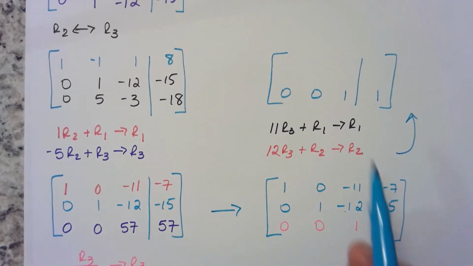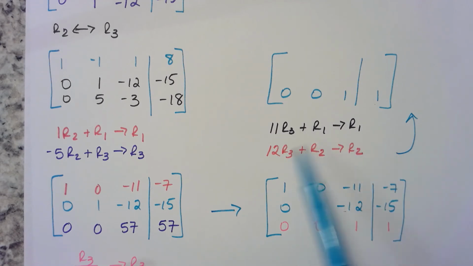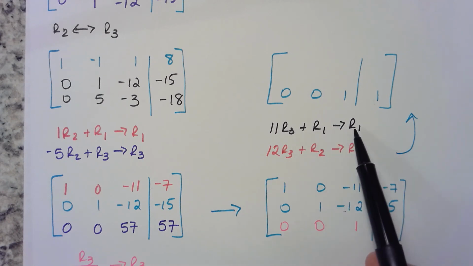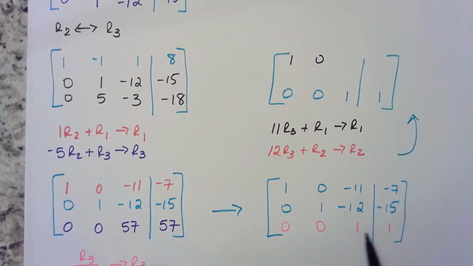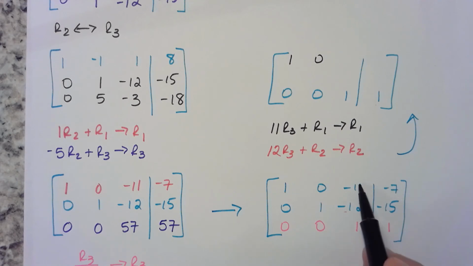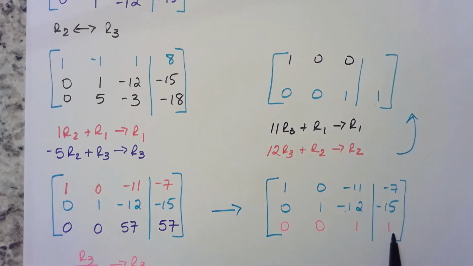Okay, so we can start either place, doesn't matter. 11 times row 3 plus row 1 is a new row 1. Thus 11 times this one plus this one. 11 times 0 is 0, plus 1 is 1. 11 times 0 is 0, plus 0 is 0. 11 times 1 is 11, minus 11 is 0. 11 times 1 is 11, minus 7 is 4.